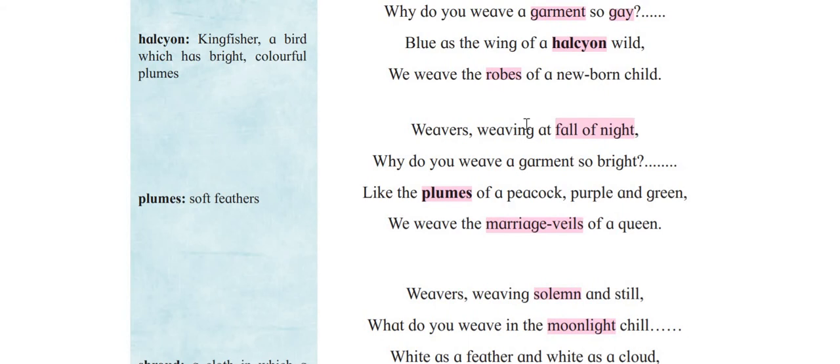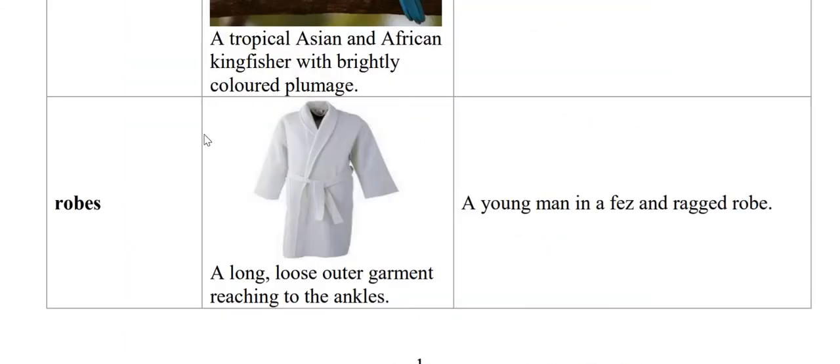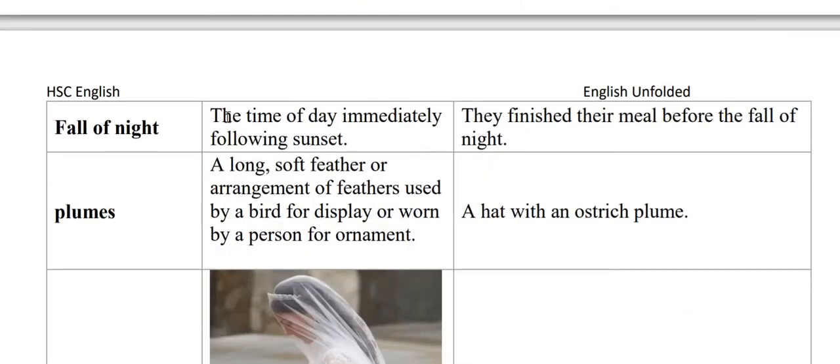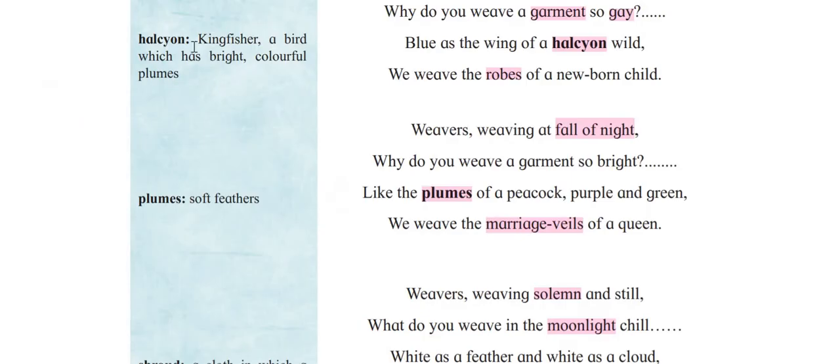Weavers weaving at fall of night. Why do you weave a garment so bright? What do you mean fall of night? Fall of night means the time of day immediately following sunset. So just after sunset, when it is dark and it's going to be dark. Okay. Why do you weave a garment so bright? So the poet is asking again, why are you weaving a garment that is so very bright?